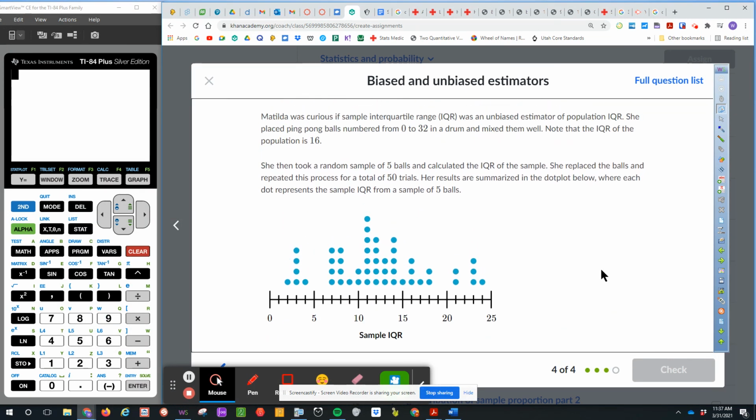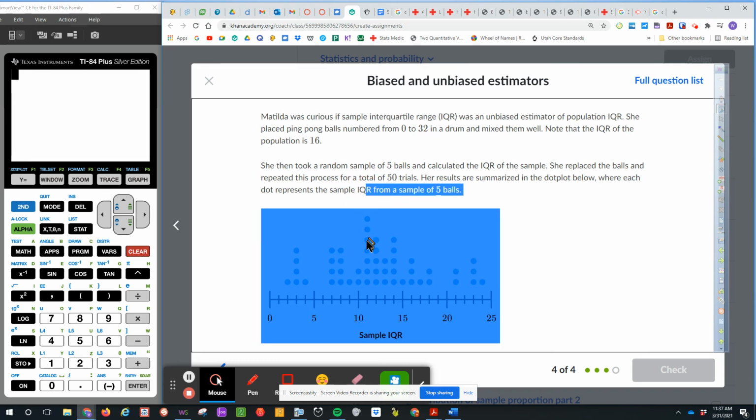So, Matilda was curious if the sample interquartile range, this is another sampling distribution, was an unbiased estimator of the population IQR. She placed ping pong balls numbered 0 to 32 in a drum and mixed them well. Note that the IQR of the population is 16. 16 is about here, right? Notice that the middle of this distribution seems to be here, isn't it? Seems to be in the middle here.